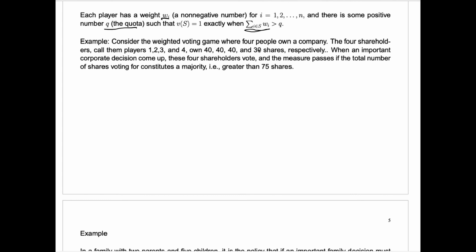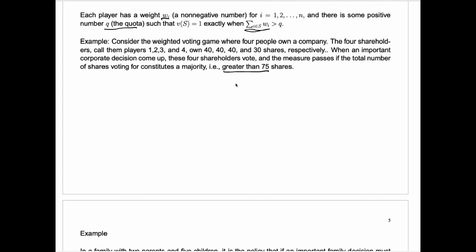When important corporate decisions come up and it goes to a shareholder vote, the measure passes if the total number of shares constitutes a majority. It has to be greater than, can't be equal to, but it has to be greater than 75 shares. Now, what is the relative power for these 4 shareholders?